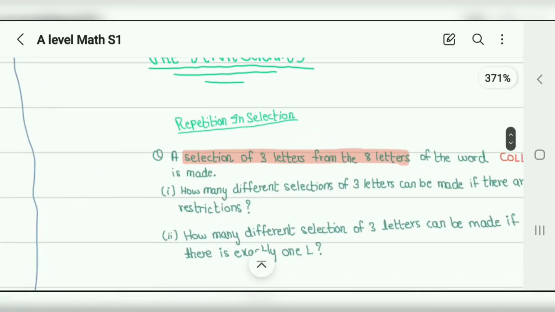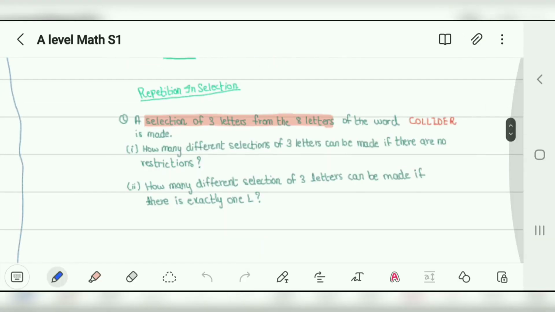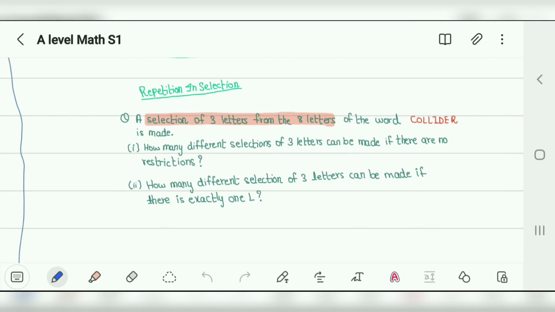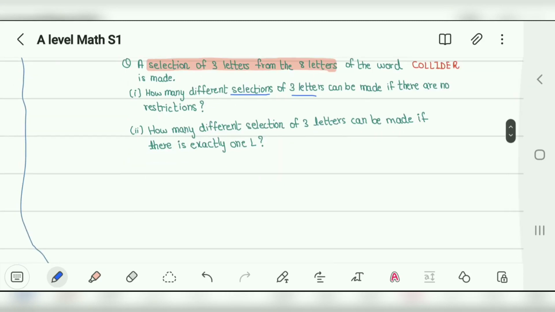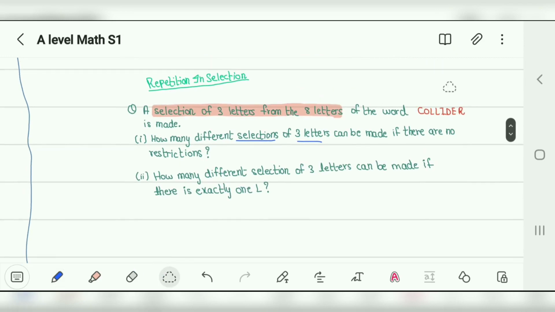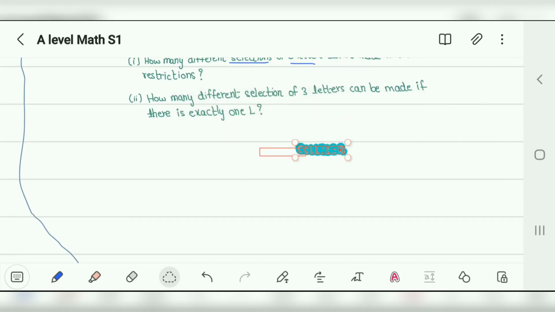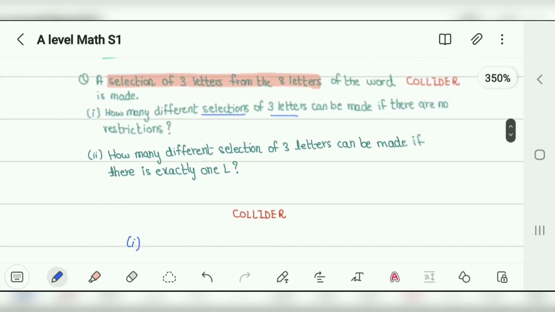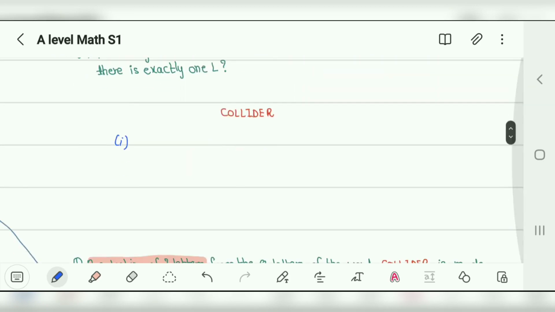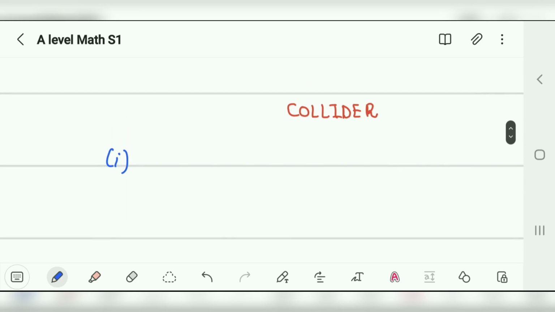Okay, so now we're going to start with the anagrams with letters. Question 1: a selection of 3 letters from the 8 letters of the word collider is made. How many different selections of 3 letters can be made if there are no restrictions? If there are no restrictions, and we need to make a selection of 3 letters.